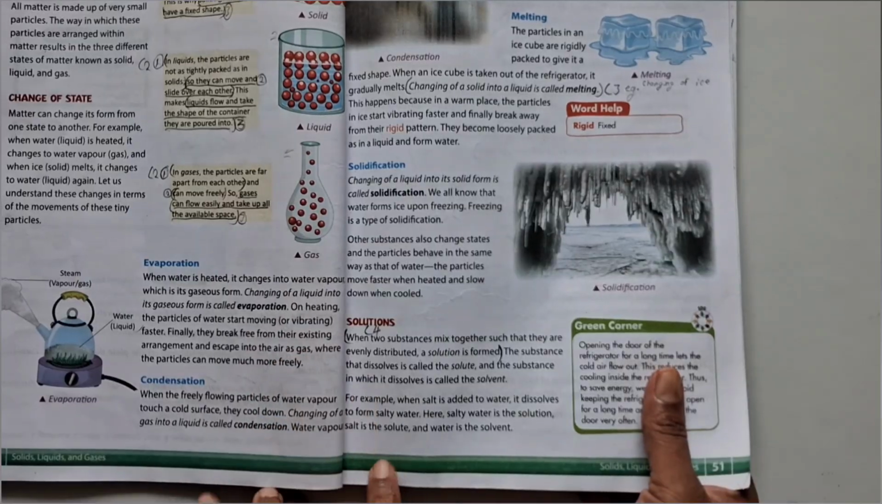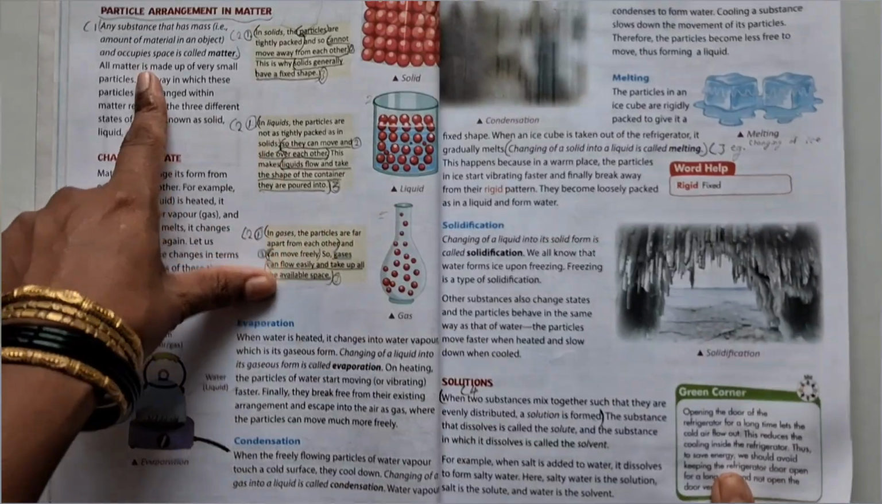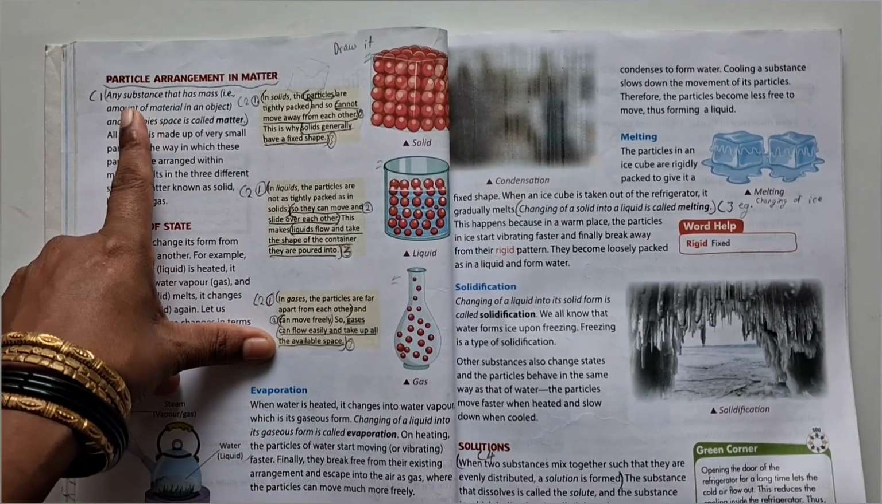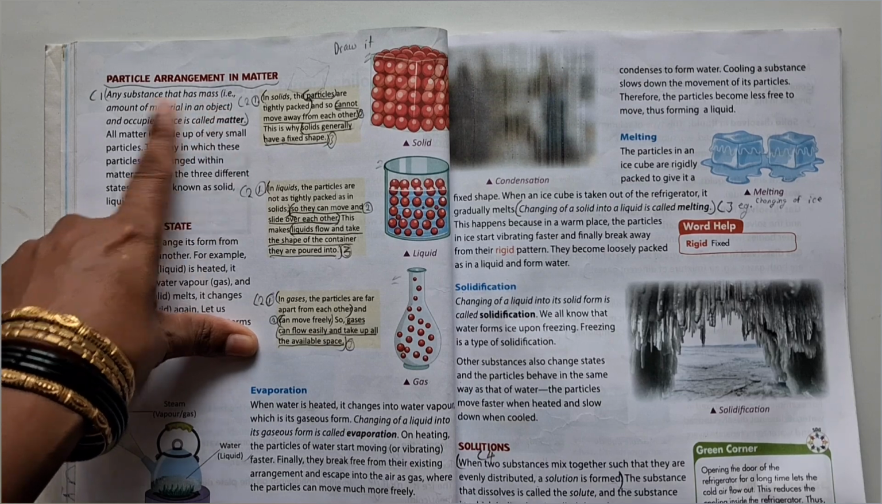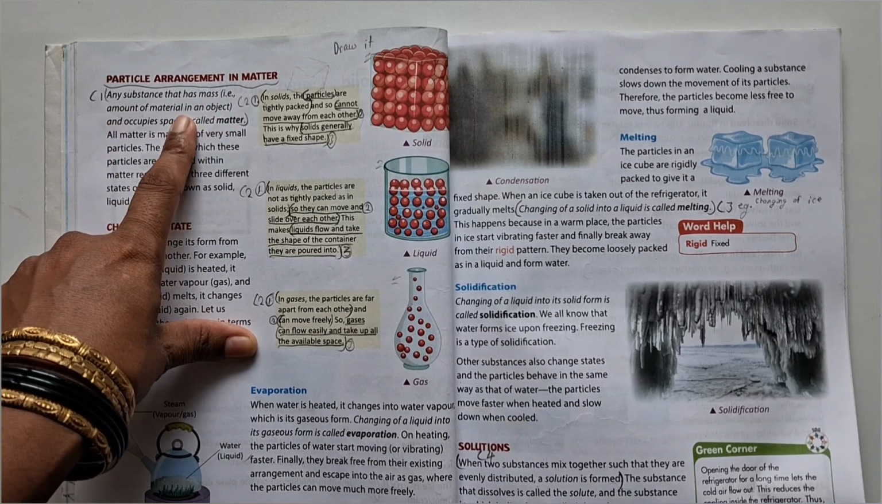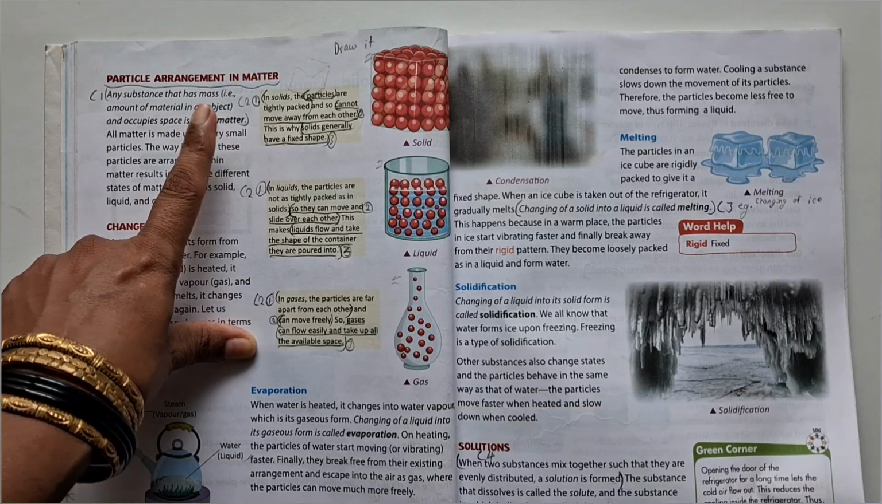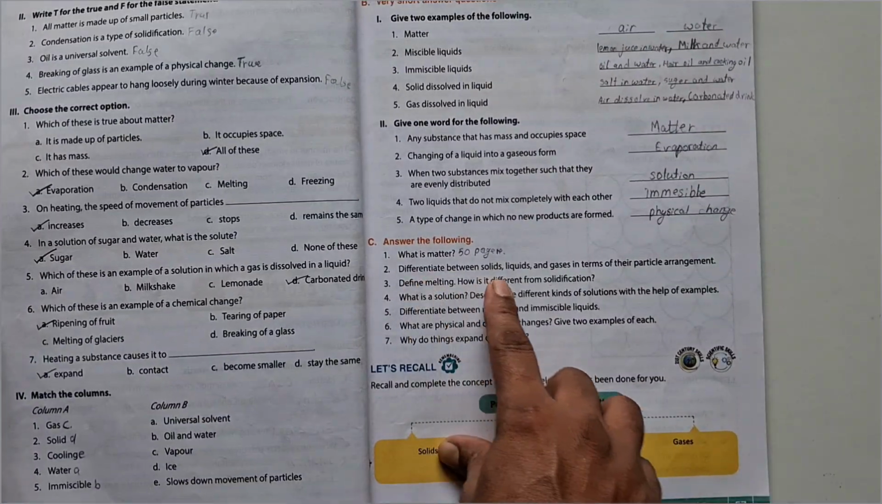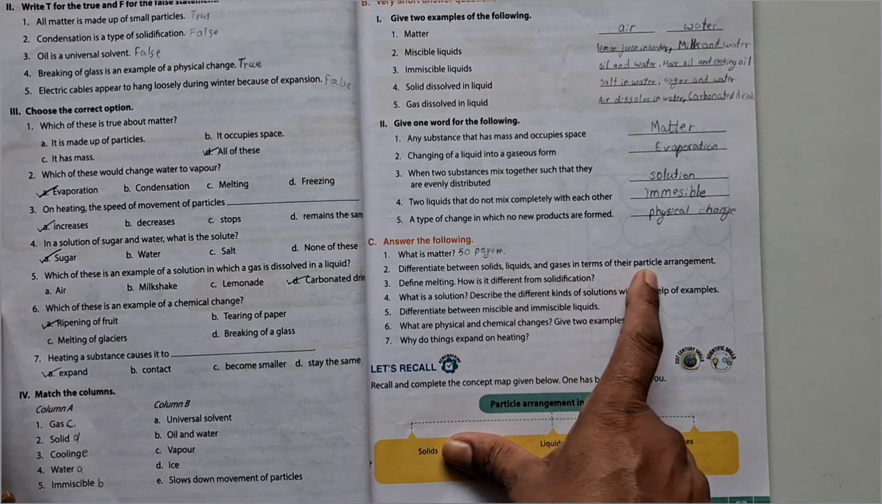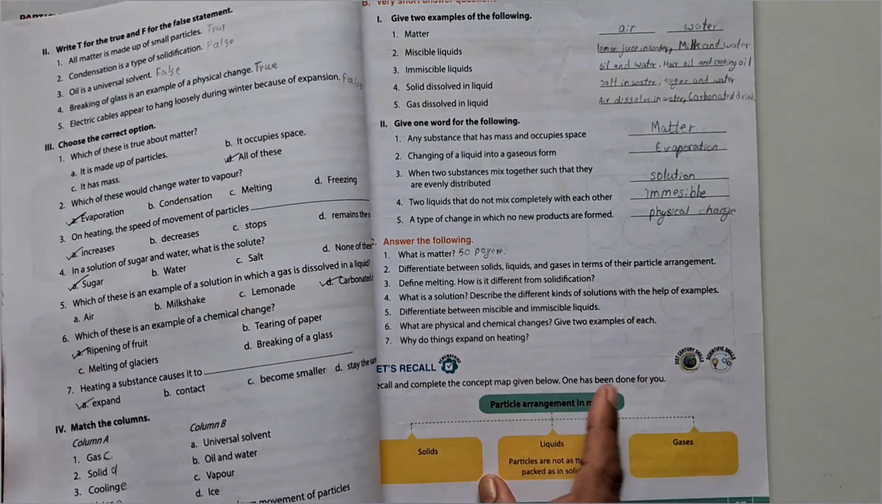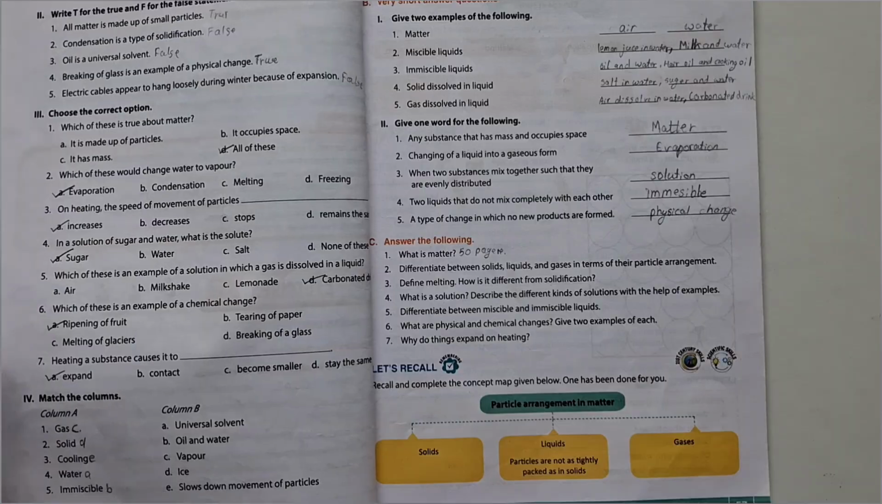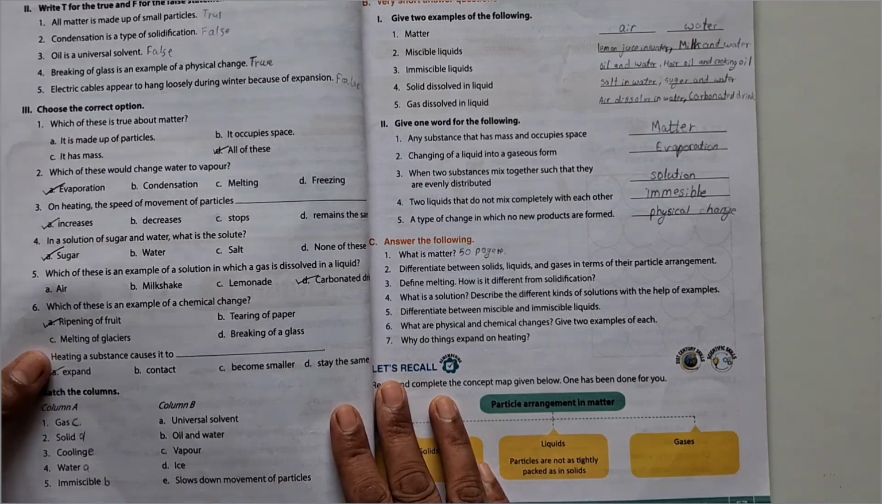What is matter? Here is your answer. Any substance that has mass, for example the amount of matter or material in an object, and occupies space, is called matter. Yes, here is your answer. Next one, differentiate between solid, liquid and gas in terms of their particle arrangement. First write down the definition, their examples and how we use them.